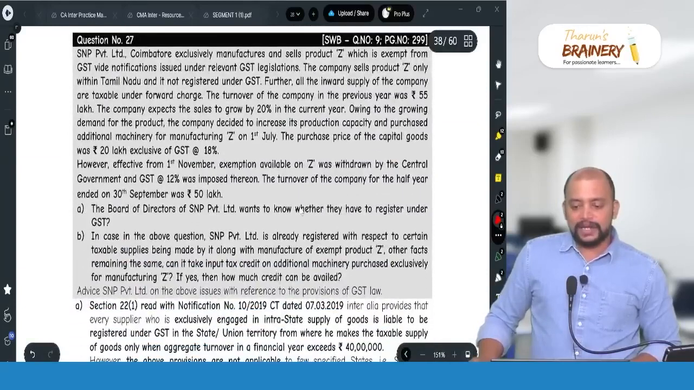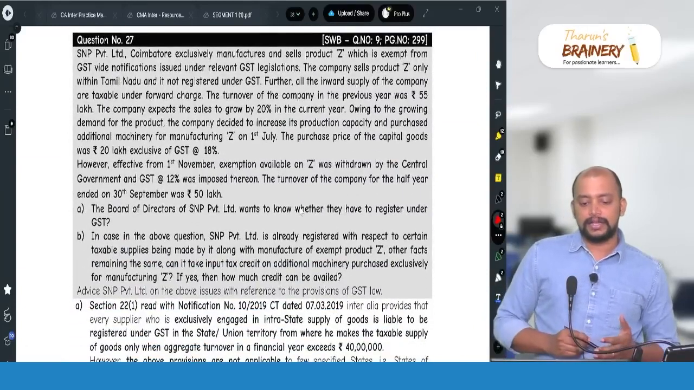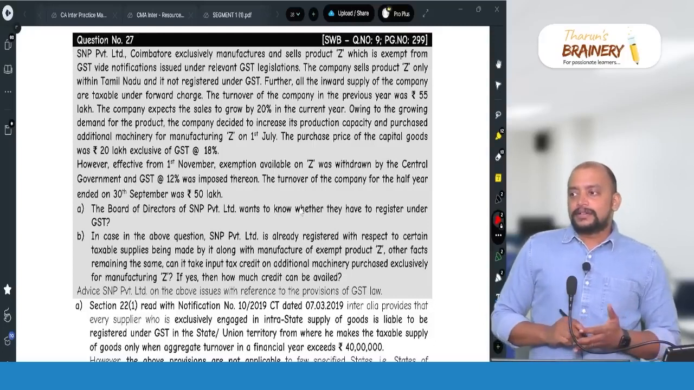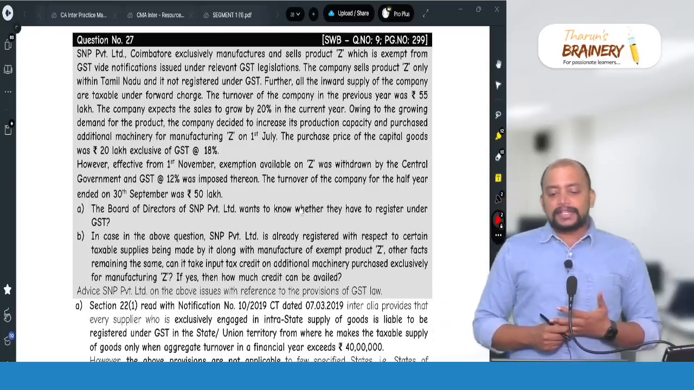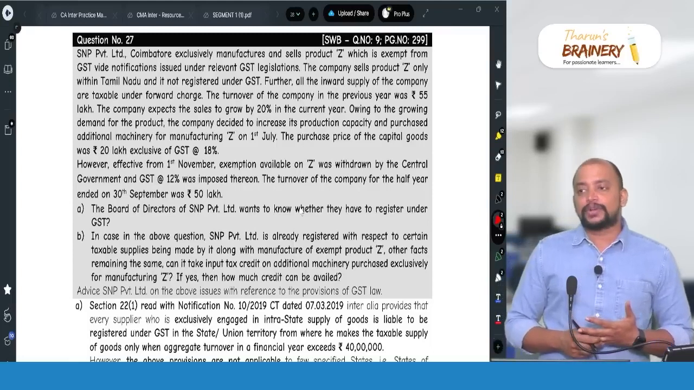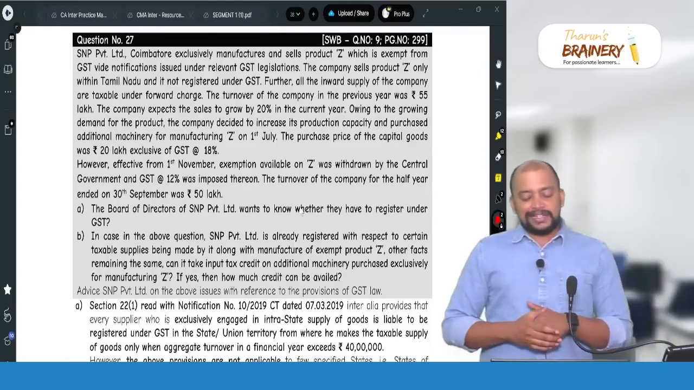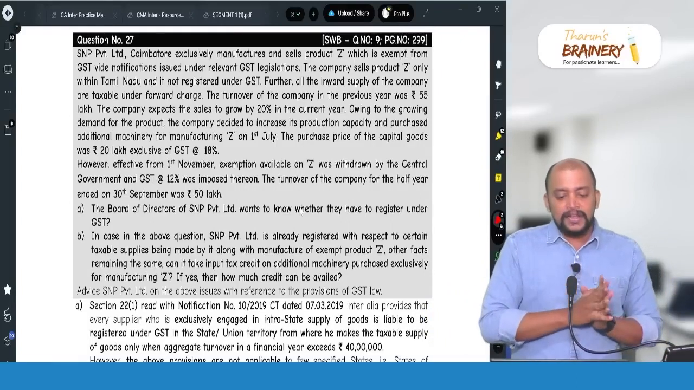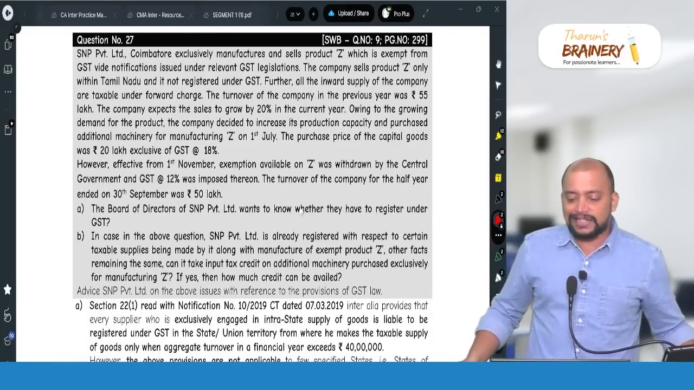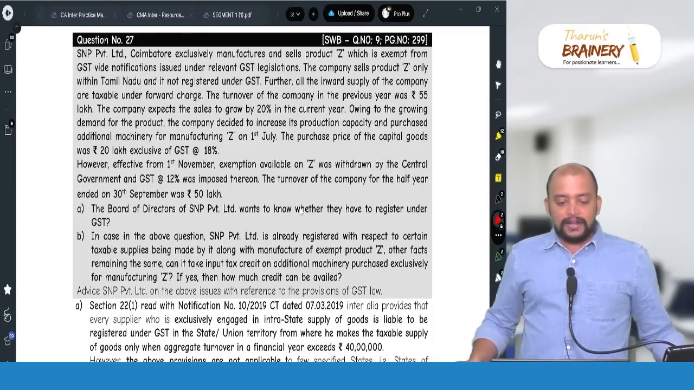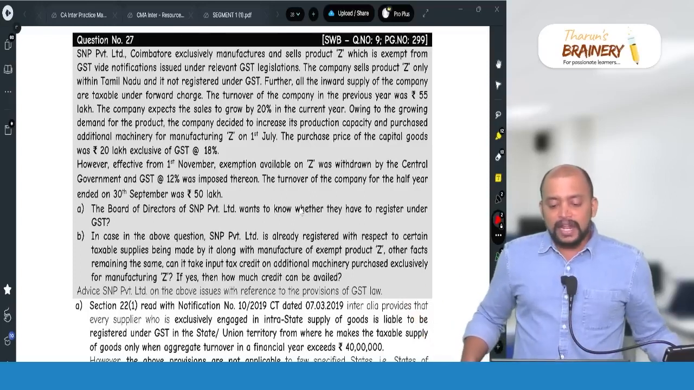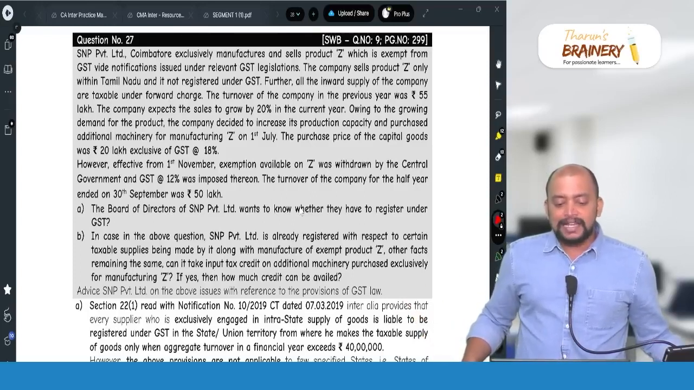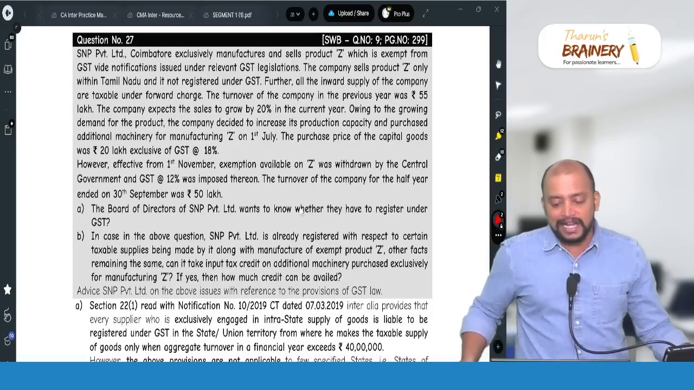Then question number 27, page number 299. SNP Private Limited, Coimbatore, exclusively manufactures and sells product Z, which is exempt from GST vide notification issued under relevant GST legislations. The company sells product Z only within Tamil Nadu and is not registered under GST. Further, all the inward supplies of the company are taxable under forward charge. The turnover of the company in the previous year was 55 lakhs. The company expects the sales to grow by 20% in the current year.